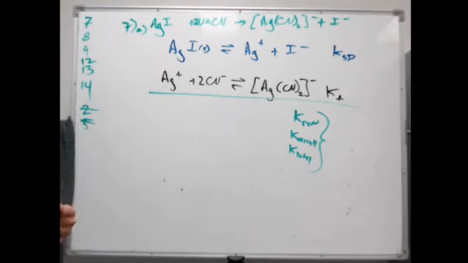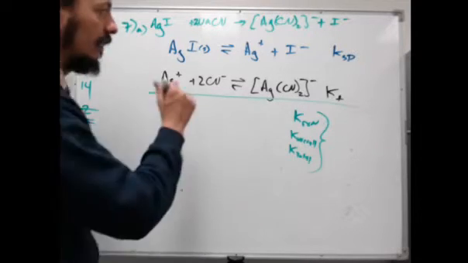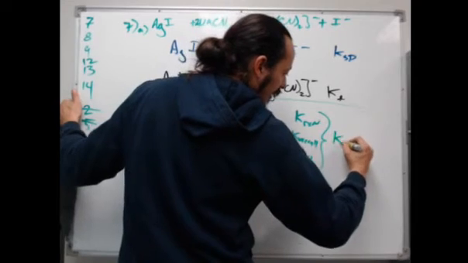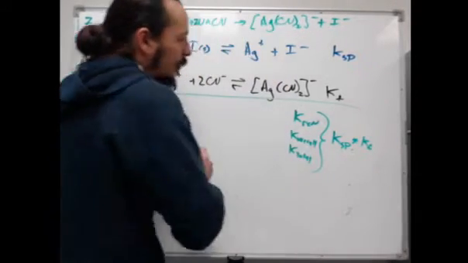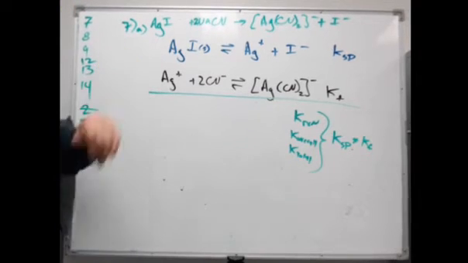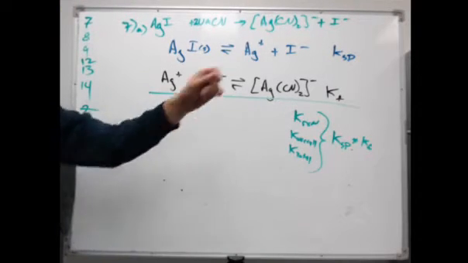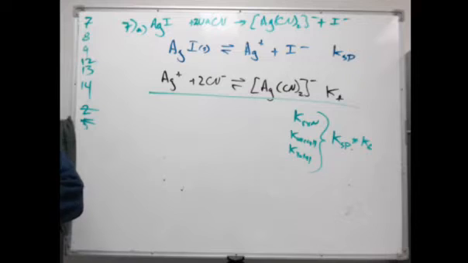I know that's a little frustrating. They're all just equilibrium constants. This is going to be KSP times KF. So in order to finish this problem, we'd have to look up the KSP for AgI and the KF for the dicyanoargentate, and then we just multiply them together.